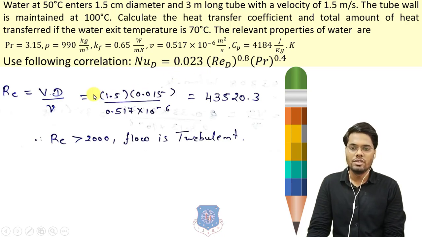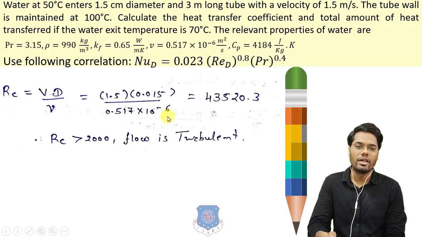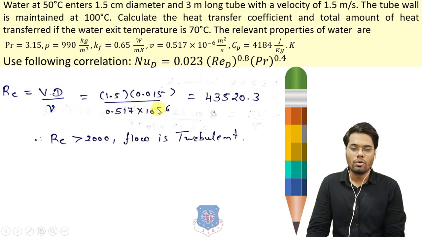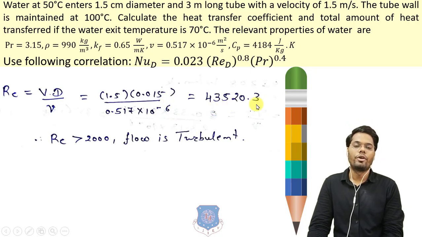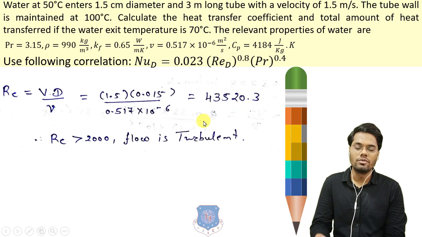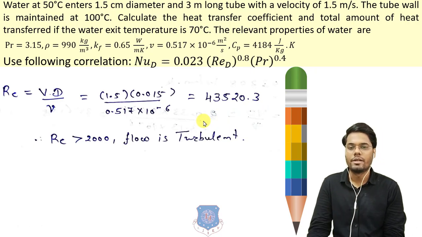Using the equation for the Reynolds number, Vd by nu, V is the velocity, which is 1.5 as mentioned in the question, D is the diameter, which is 0.015, and this is the kinematic viscosity, which is given as 0.517 into 10 raised to minus 6. By solving this, we will get the Reynolds number as 43520.3, which is greater than 2000, which shows that the flow is turbulent.